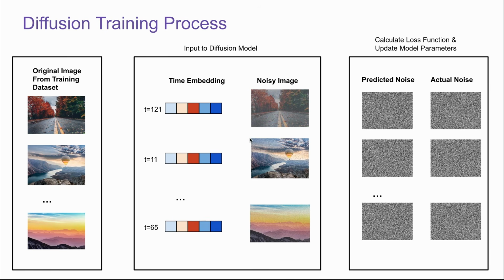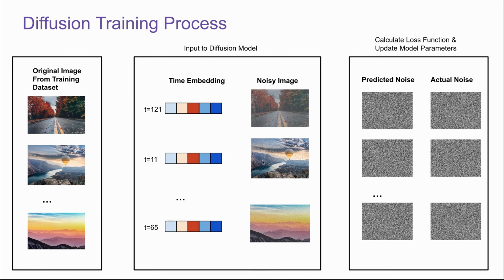This is a more visualized view of what happens in the training process. Let's say we have a lot of images in the original training dataset. During training, we randomly sample a time step for each of the images and transform those time steps into time embeddings. And then we use the forward diffusion closed formula to calculate the noisy image.